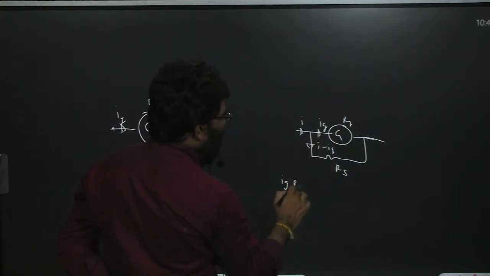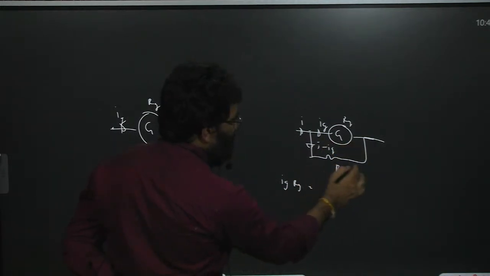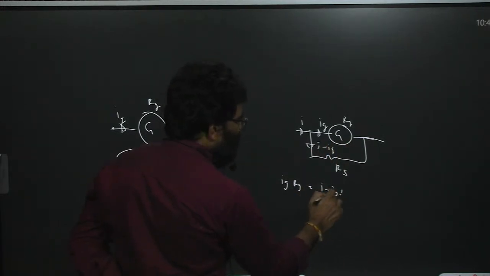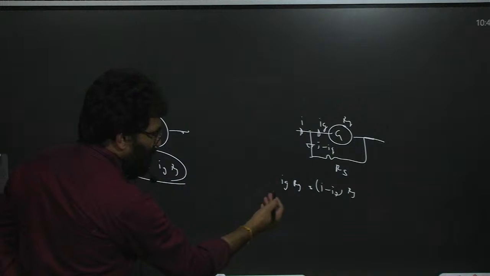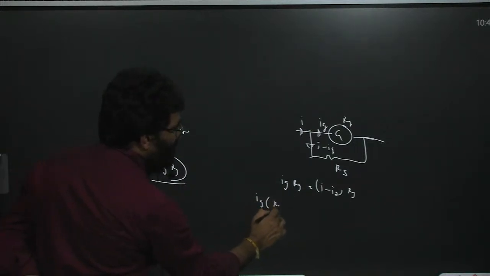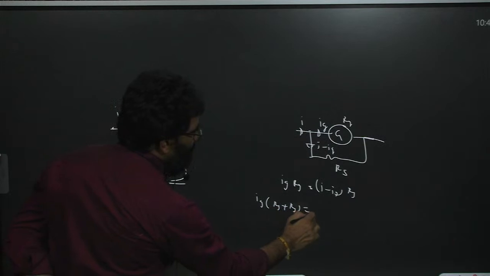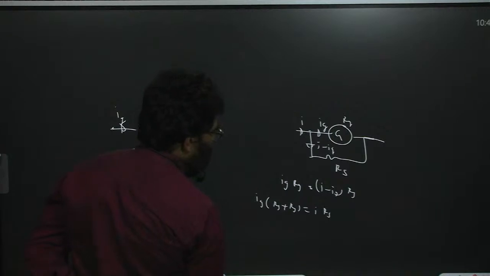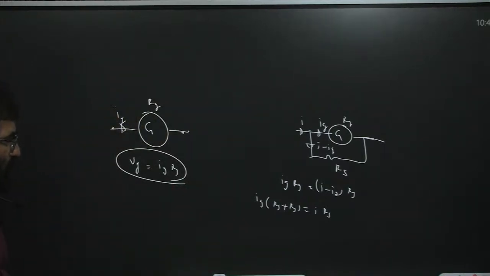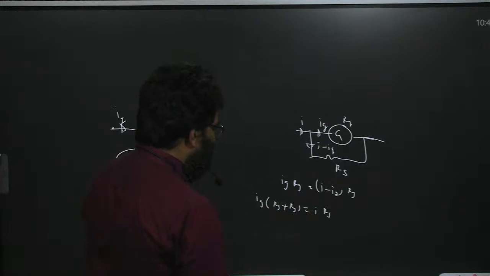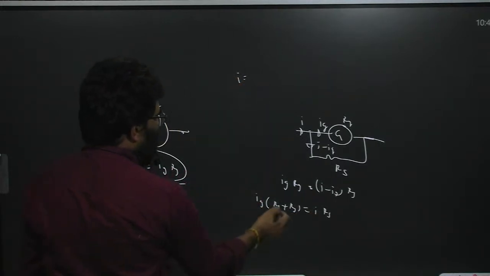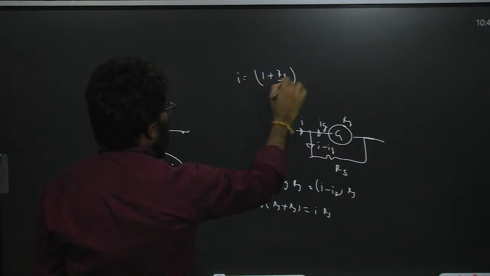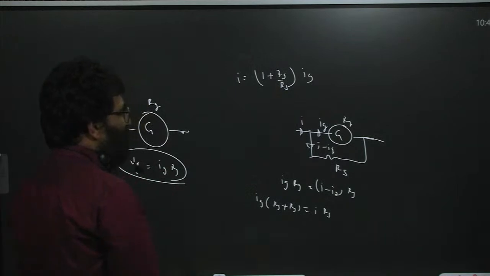Ig into Rg is equal to the potential drop across the galvanometer and the resistance, because both are parallel, so the potential is the same. So I minus Ig into Rs. So you can write Ig into Rg plus Rs is equal to I into Rs. Now Ig is what? Just you can find Rs, Ig also. I is equal to 1 plus Rg by Rs into Ig. So I by Ig you can calculate.